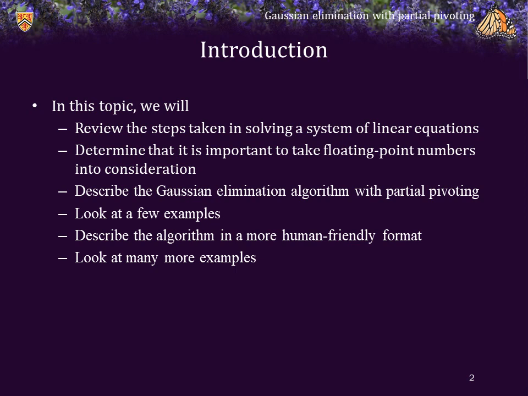So, in this topic, we will review the steps taken to solve a system of linear equations. We will then determine that it is actually important to take floating point numbers into consideration. Given this, we will describe the Gaussian elimination algorithm with partial pivoting. We will look at a few examples. However, then we will describe the algorithm in a much more human-friendly format, the previous version being one that can more easily be implemented in a computer. Having described the more human-friendly format, we will look at many more examples.